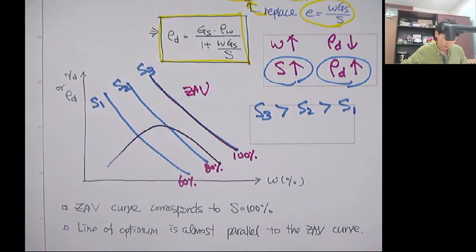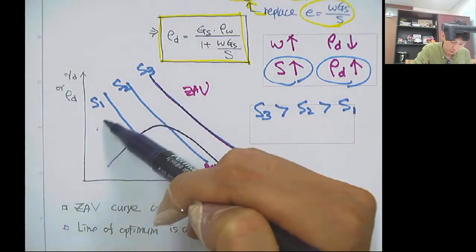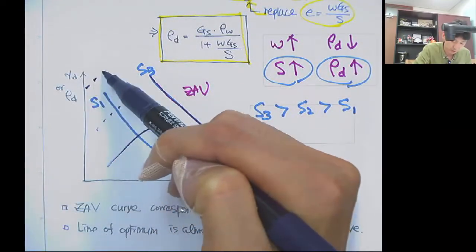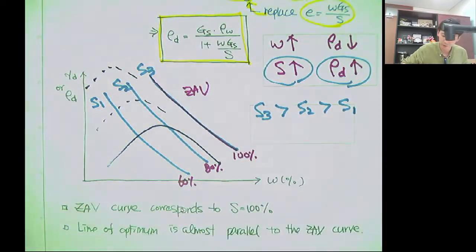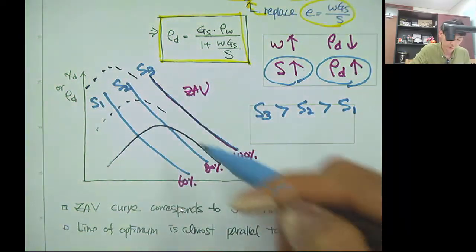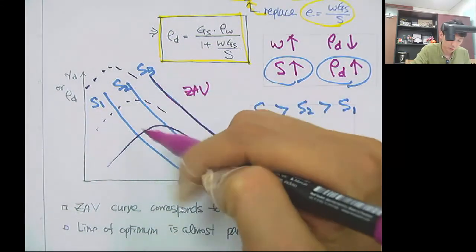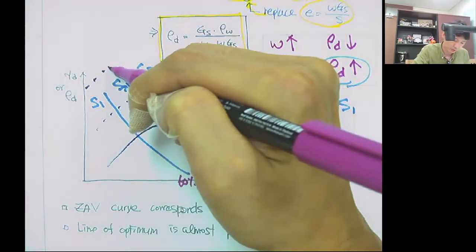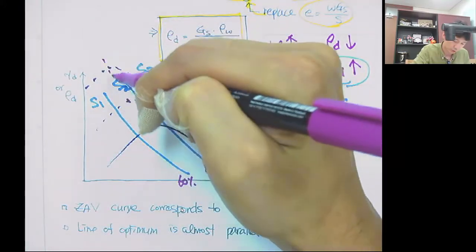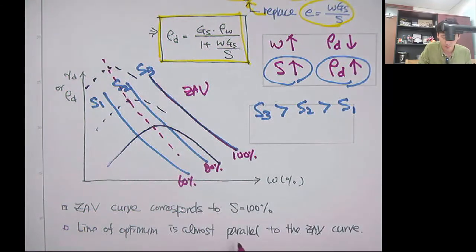And also the line of optimum. You know that as we increase the compactive effort, you will have a different curve like this, right? With different compactive effort, we will have a different compaction curve. And if we connect the optimum points to draw the line of optimum, then this line of optimum is almost parallel to the zero air voids curve.